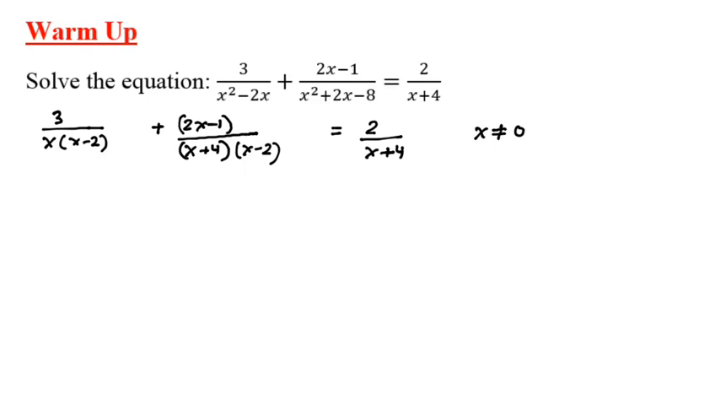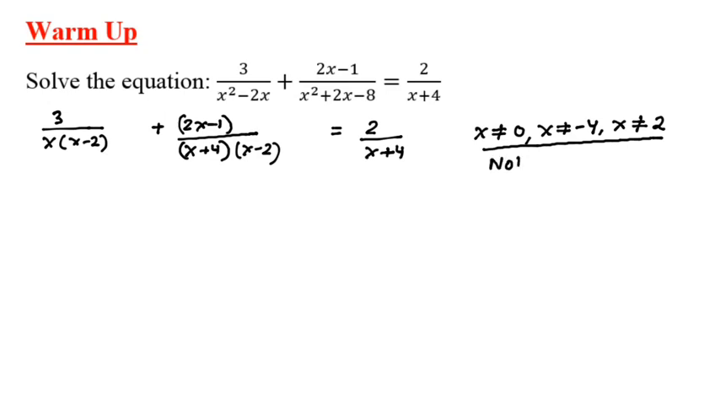Similarly, when you look at the second term on the left hand side, x cannot be negative 4 and x cannot be positive 2. If we obtain any of these as the answer by solving this equation, then we can say that given equation has no solution.